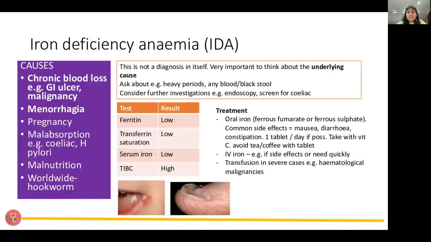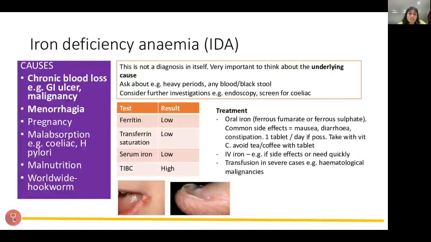And then it's recommended to take these tablets with vitamin C because that increases the absorption of iron, but avoid tea and coffee around the times that you take your iron tablets because they can decrease the absorption. So that's just good advice to give patients. You could get an OSCE station asking you to explain to a patient how to take their iron tablets. So important to say those things.